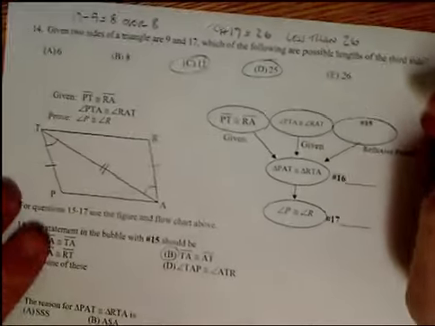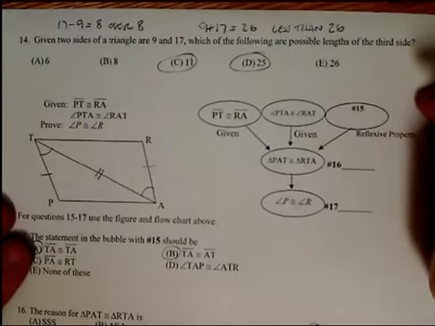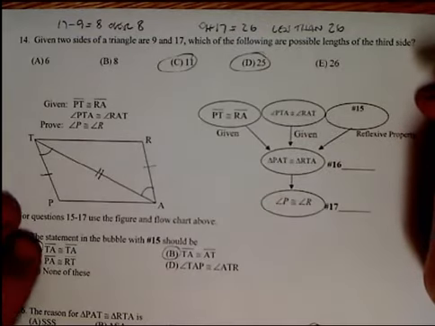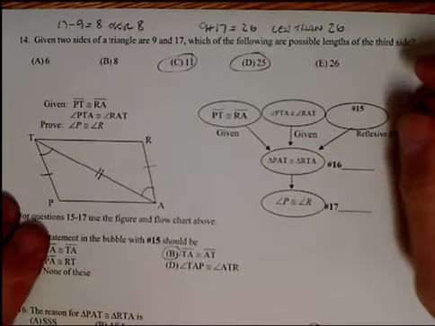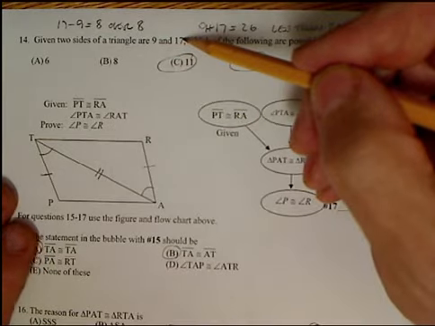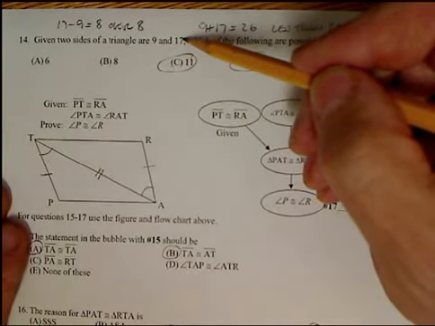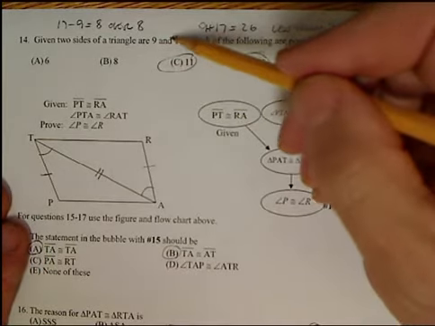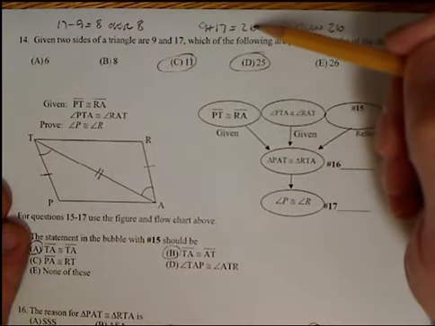Okay, so we have two sides of a triangle, 9 and 17, and I want to find what the possible lengths are for the third side. Well, I know if I add these two together, they're going to have to be bigger than the longest side. So 9 plus 17 is 26. So that means if I go over 26, I can't make it. So it's got to be less than 26.